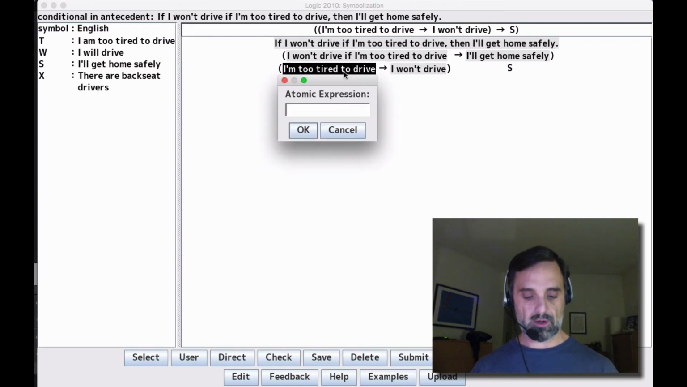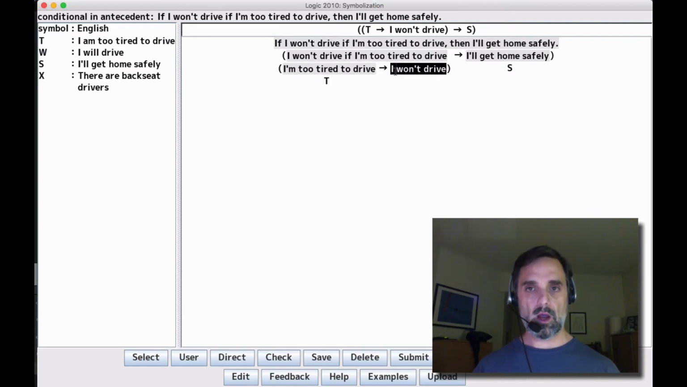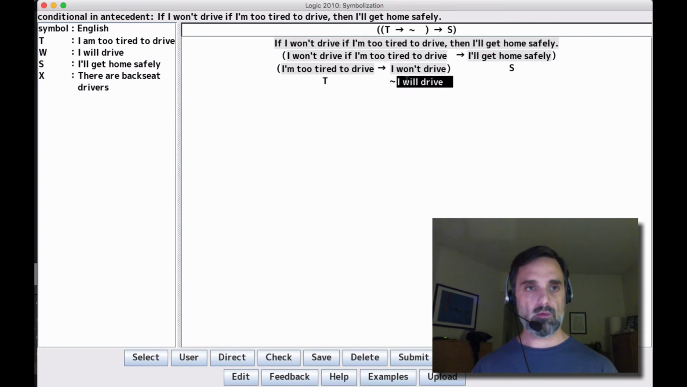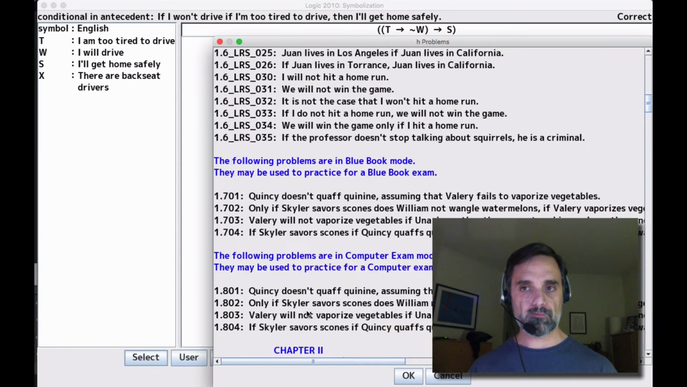I'm too tired to drive, that's T. I won't drive, that's the negation of I will drive. And I will drive is an atomic W. And there we have a symbolization. Let's just look at one more.